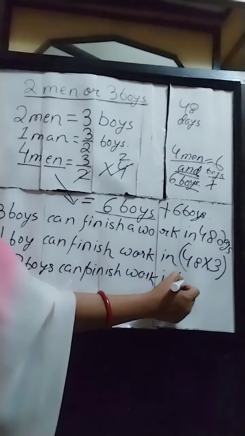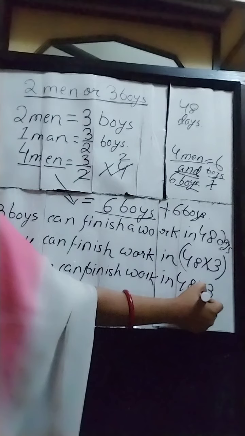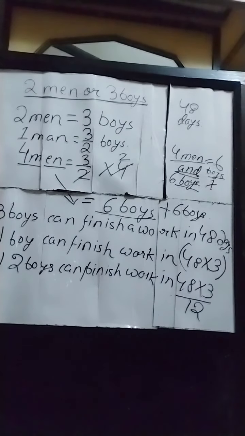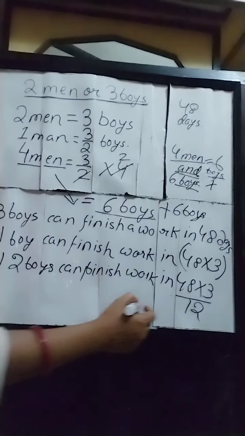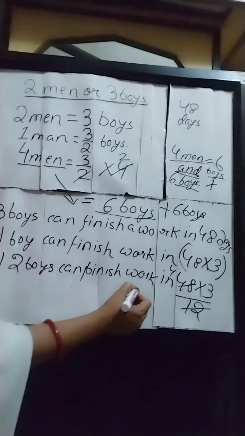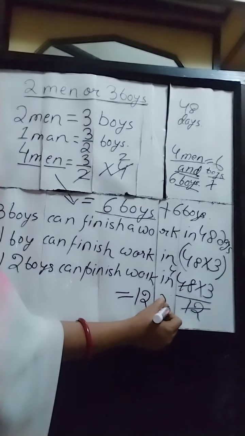48 into 3 by 12. You have to do this calculation and find out the number of days. So for 12, 4 12s are 48. 4 into 3, that is 12 days.